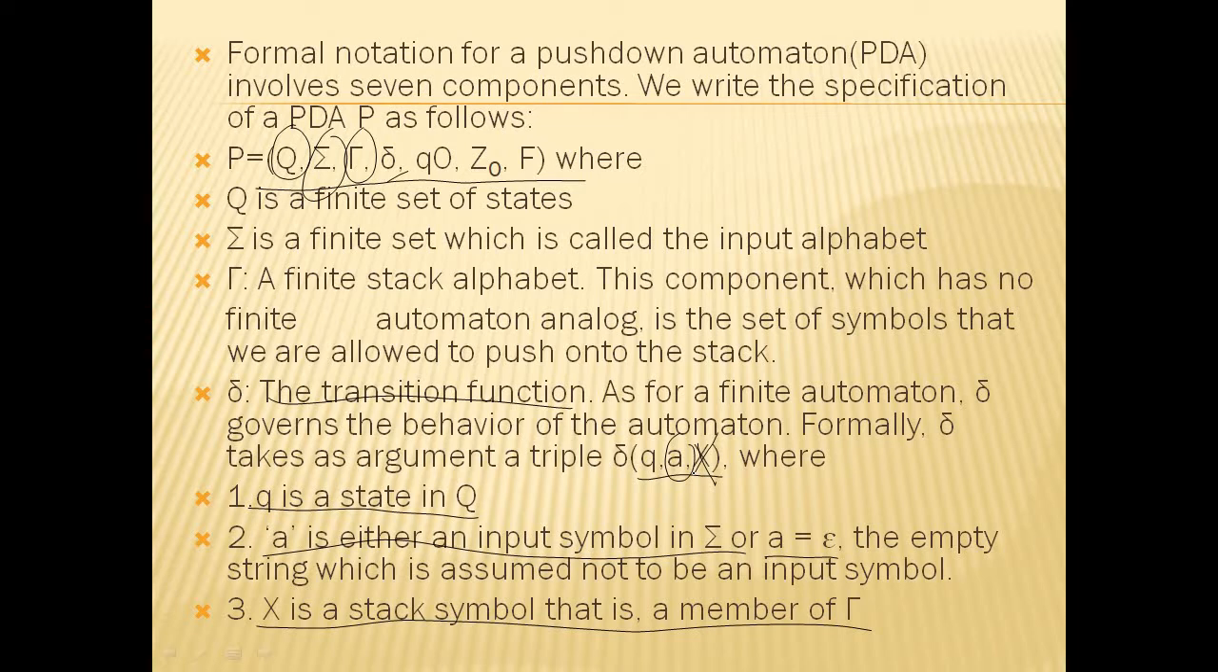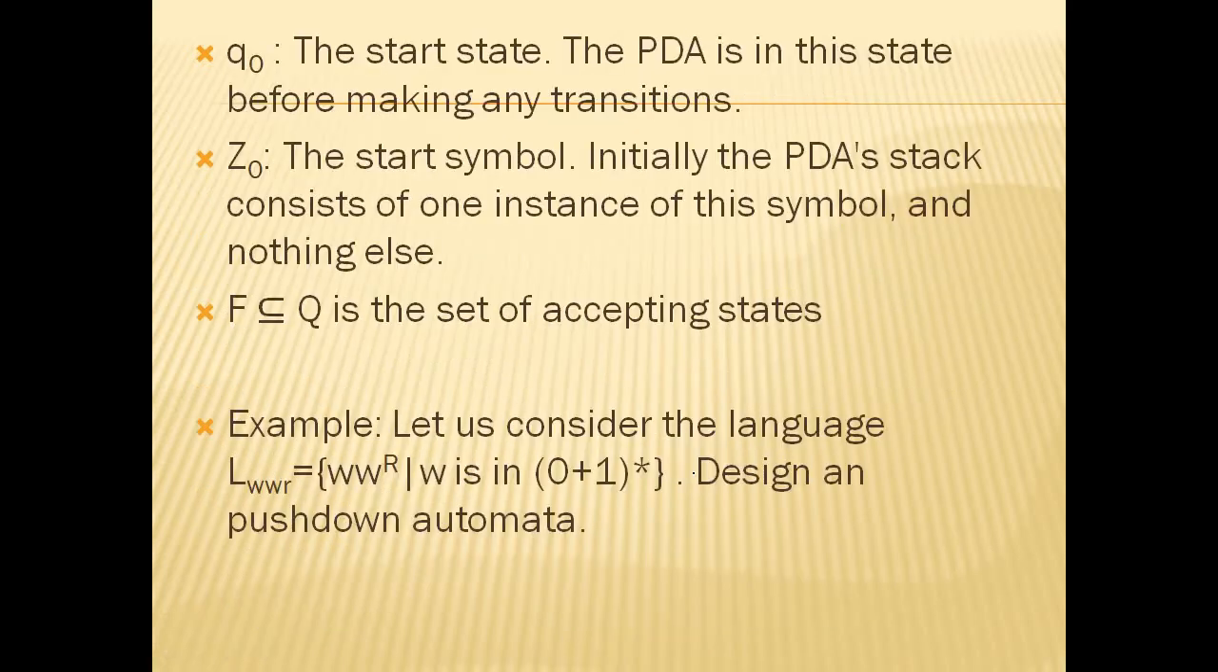This is about delta. q naught is the starting state. So like a finite automaton, a pushdown automaton also has a starting state. z naught is the starting symbol of the stack. So if the stack is empty, then z naught will be there. F is a set of accepting states, so we may call it the final states also.